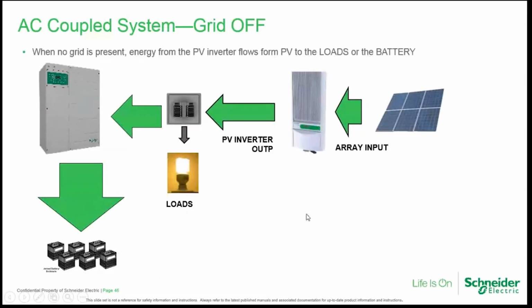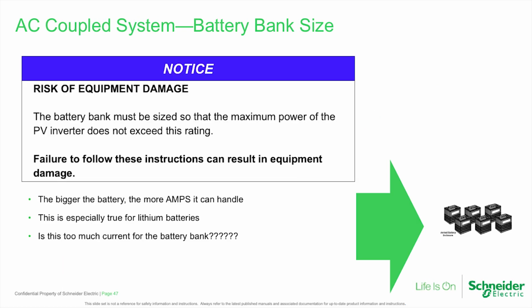What we need to be careful about, though, is what happens in this case when we have not very much load, but a good amount of solar coming in from this grid-tied inverter. This extra energy, good news is we are storing it away in our batteries, but that's good news and bad news. Is this too much current for this battery bank? And with lithium batteries, we have to be super careful about that.